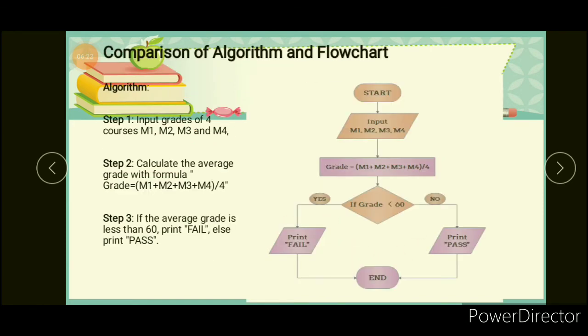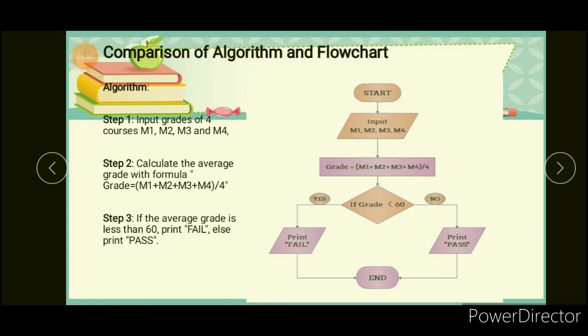Okay, so now friends, this is the simple snap of comparison of algorithm and flowchart. Here I have written the algorithm of adding 4 marks and I am simply finding out the average of these marks. Then I will compare. If the grade is less than 60, then I will print fail, otherwise I will print pass. This is the algorithm, and this algorithm I will display by using the flowchart.